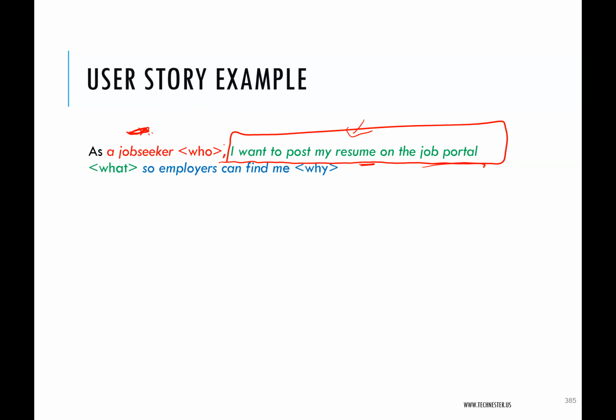As a blah, blah, blah, I want to do blah, blah, blah, so that this can happen. So the keywords there are as a, I want to, so that, or so.